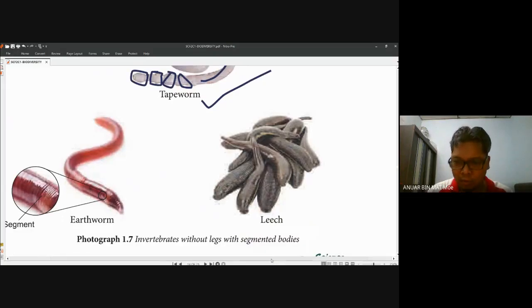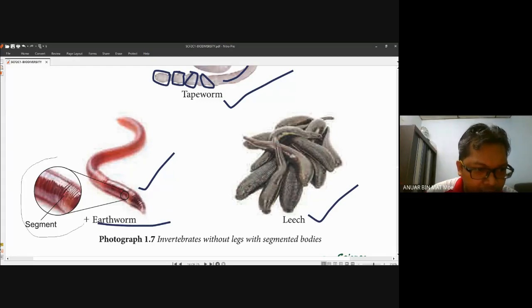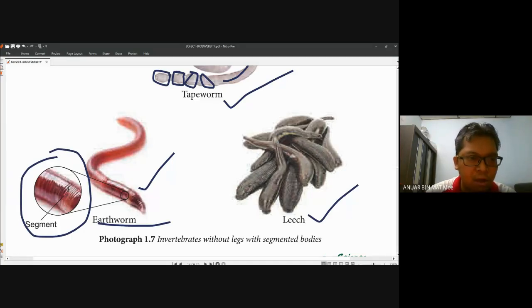So what is the other organism without leg? Invertebrate, without backbone, without leg and with segmented body. Second organism you need to remember is earthworm and then leech. You can see here, these are the segments of the earthworm. We can see here very small fragments or segments of the worm. Okay, can you understand this? Can you understand the first type of invertebrate? Okay, very good, nice.